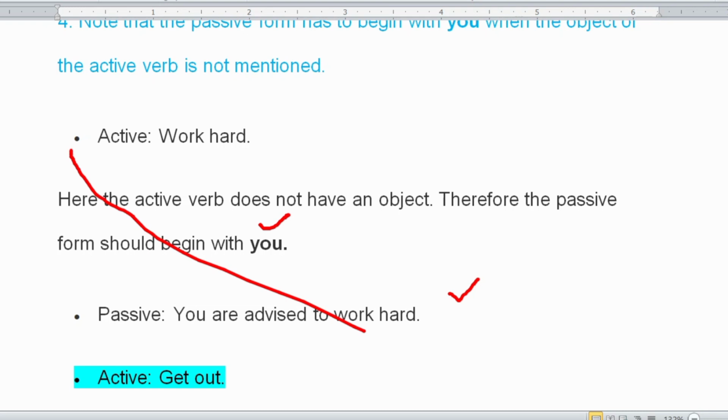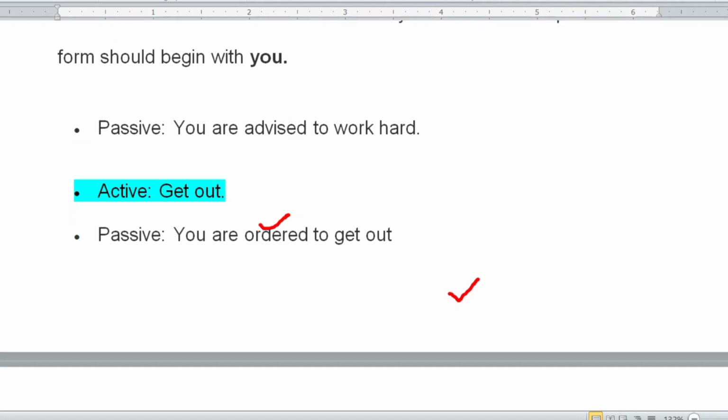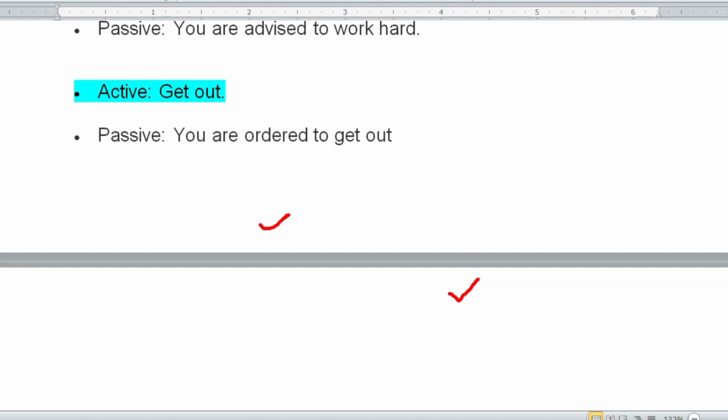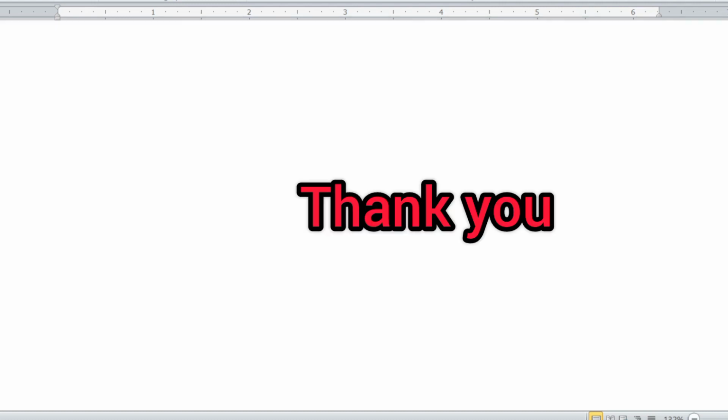Now next, get out. This is another example. What will be the passive for that? Get out: you are ordered to get out. This is another very beautiful and easy example. Is there another example for this? We will see. So this was all about passive and active voice.